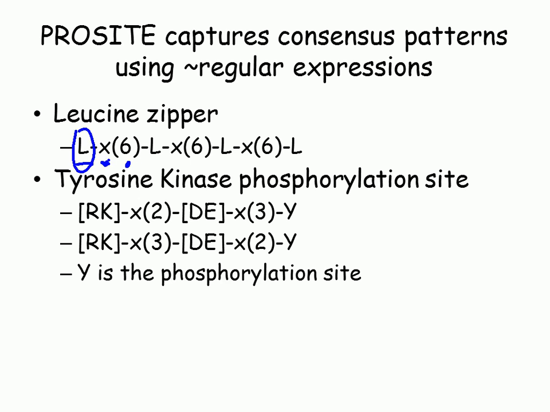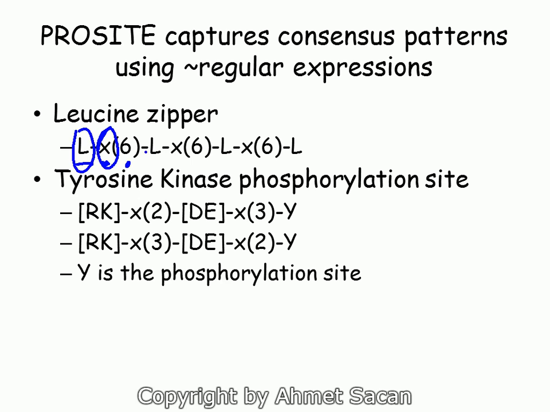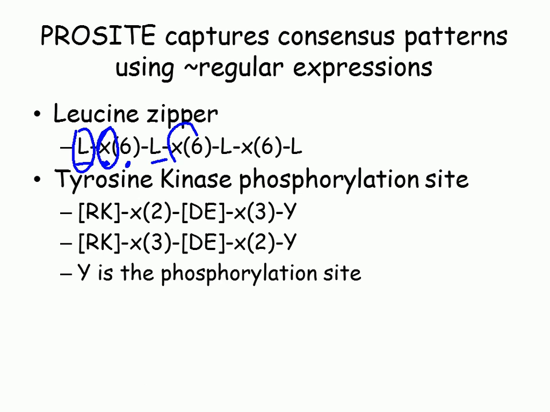All right, so we have a leucine, we have six amino acids. We don't care what it is. It can be any type of amino acid. Followed by another leucine, followed by six more amino acids. Leucine, six more amino acids, and then leucine. Okay. So this is a signature for a leucine zipper, usually occurring in transcription factors, where you have two alpha helices that form a sort of a zipper where leucines are pointing at each other. They sort of form a zipper shape. Okay. So two of these proteins will be forming a dimer with each other, and that's why we call them leucine zippers.